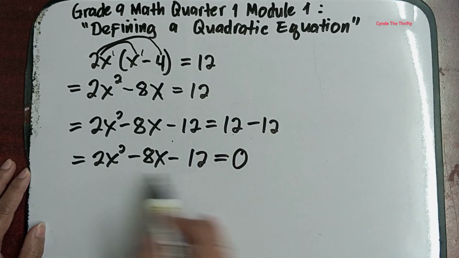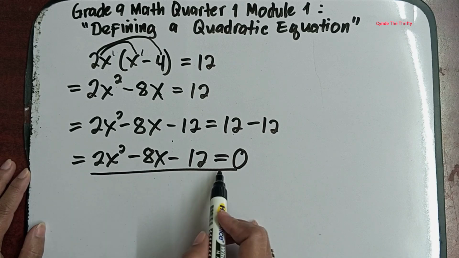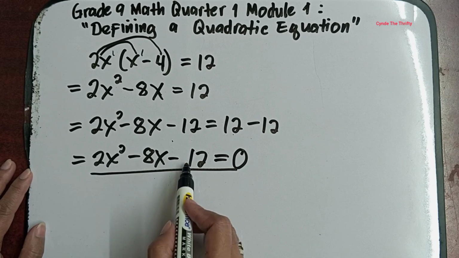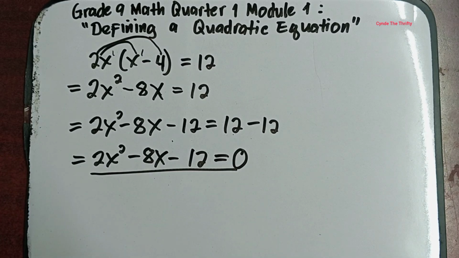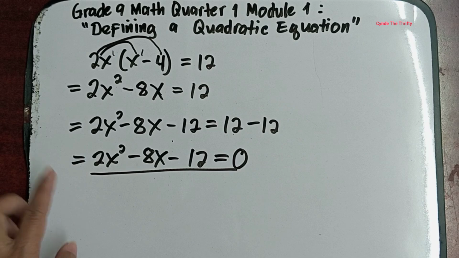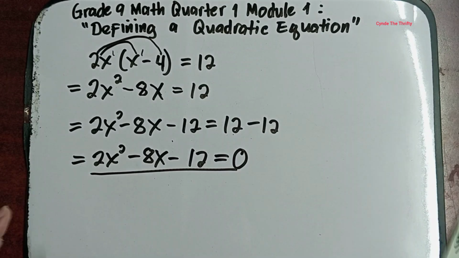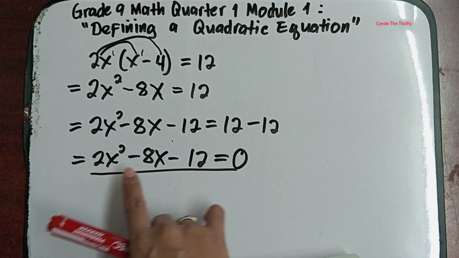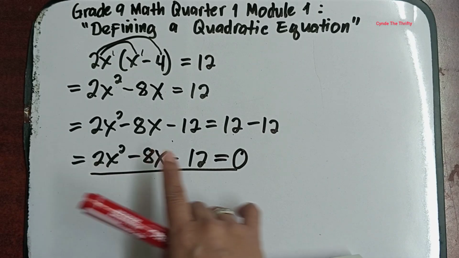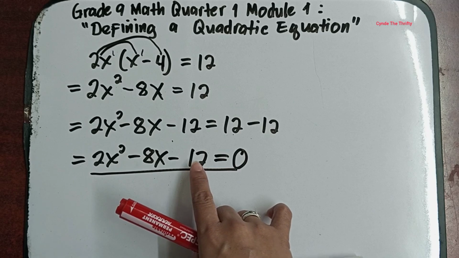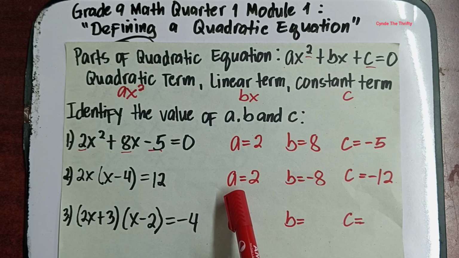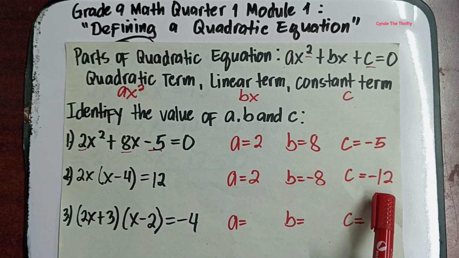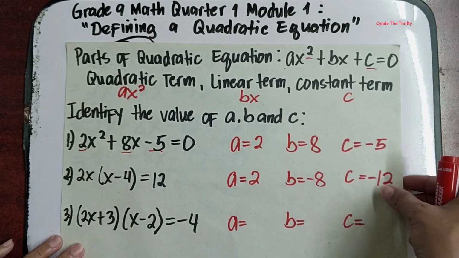So ngayon is ang ating equation is naka-standard form na siya. So naging 2x squared minus 8x minus 12 is equal to 0. So, ma-identify na natin kung ano ang value ng ating A, ng ating B, at ng ating C. Okay, so isulat na natin siya dito. So, ang value ng ating A is 2, ang value ng ating B is negative 8, at ang value ng ating C is negative 12. Ito na ang value ng ating A, 2, ang value ng ating B is negative 8, ang value ng ating C is negative 12.